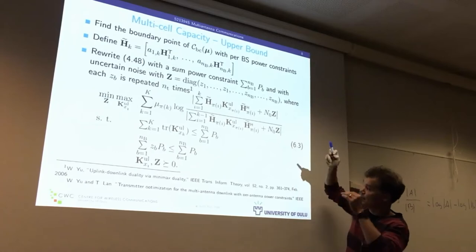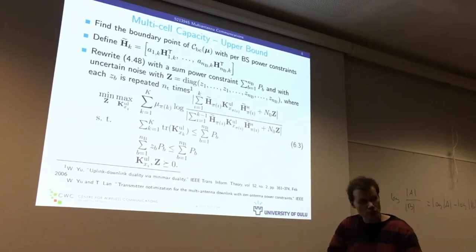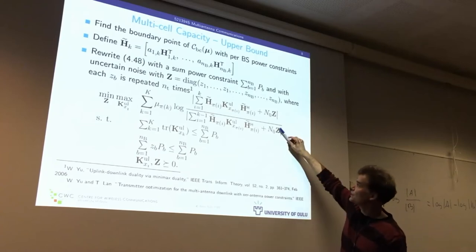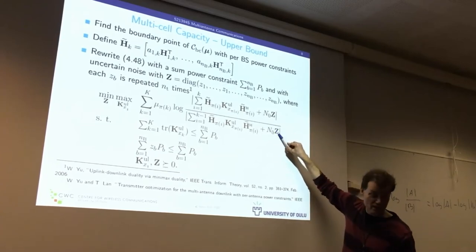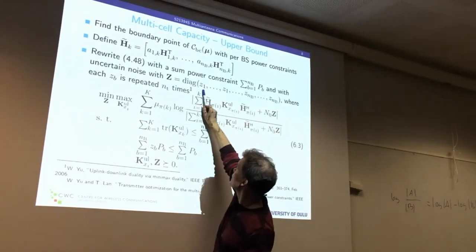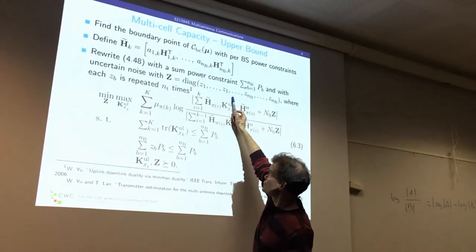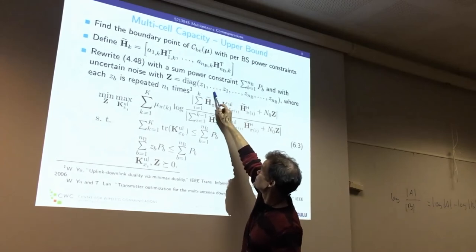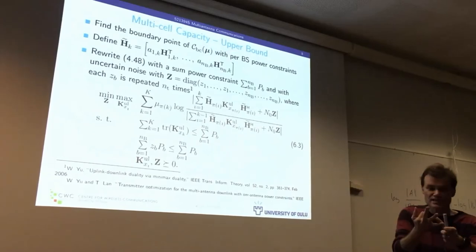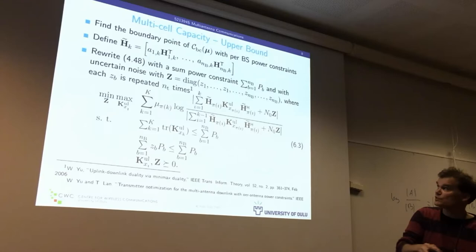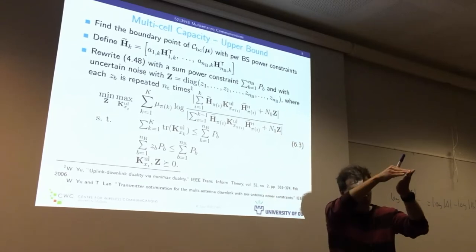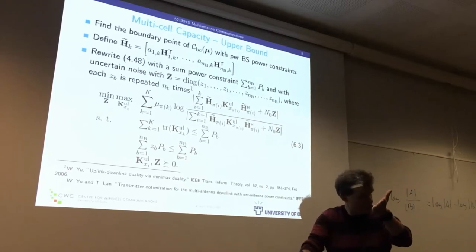Now to handle the per base station power constraint in the dual uplink, we have to handle that indirectly by introducing so-called worst case diagonal noise. This uncertain noise is a diagonal matrix with a specific structure where this variable Z is repeated n sub t times. So if we have two base stations, each with four antennas, this would be an 8x8 matrix, four Z1 terms and four Z2 terms.